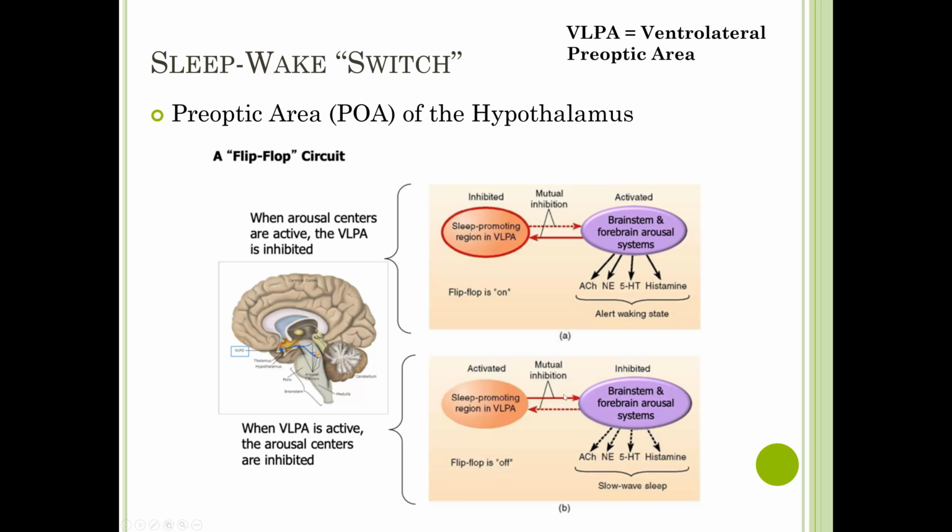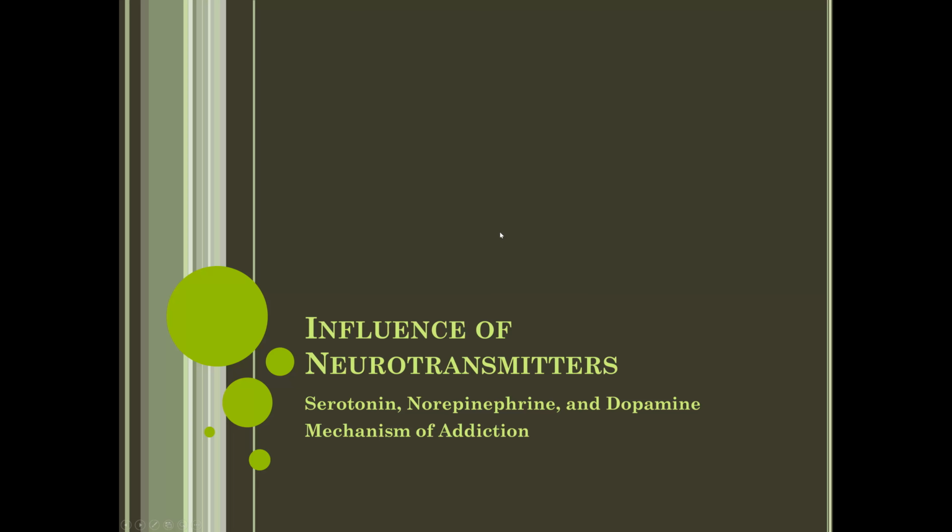And so there's a mutual inhibition between these two systems. So when one is on, the other's off, and when one is off, the other's on. So we call this like a flip-flop circuit or a sleep-wake switch. And so in the last section for this chapter, we'll just look at the influence of three neurotransmitters, serotonin, norepinephrine, and dopamine. And then we'll just briefly talk about the mechanism behind addiction.